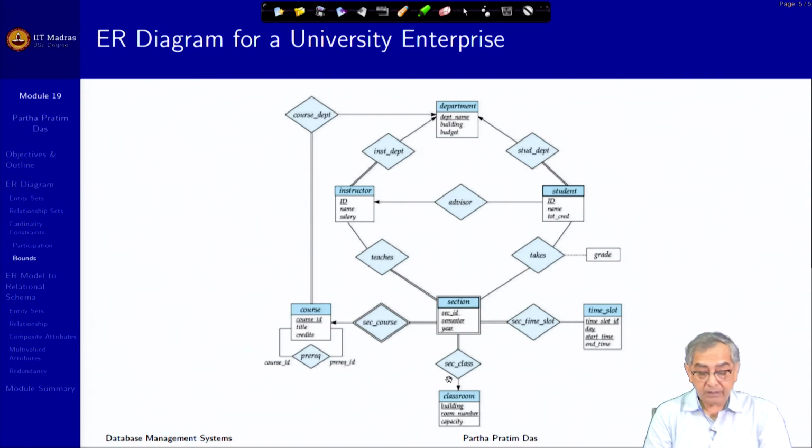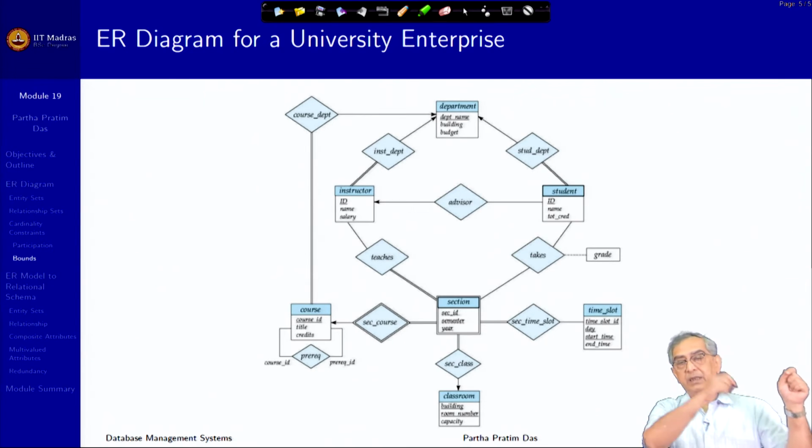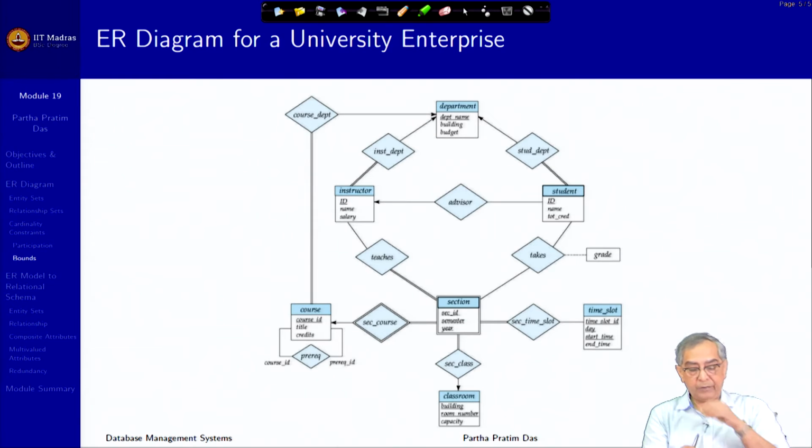So, this is a more detailed diagram of the university representation that you had seen. Earlier it was just showing, well, this is there, that is there, this kind of. Now, it formally shows in terms of an ER model.